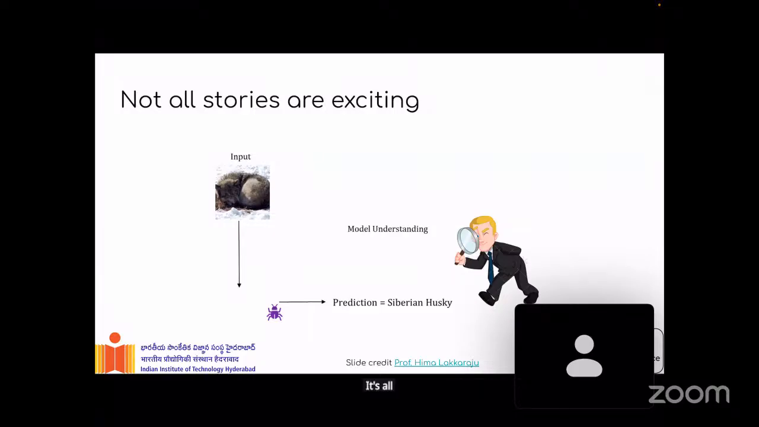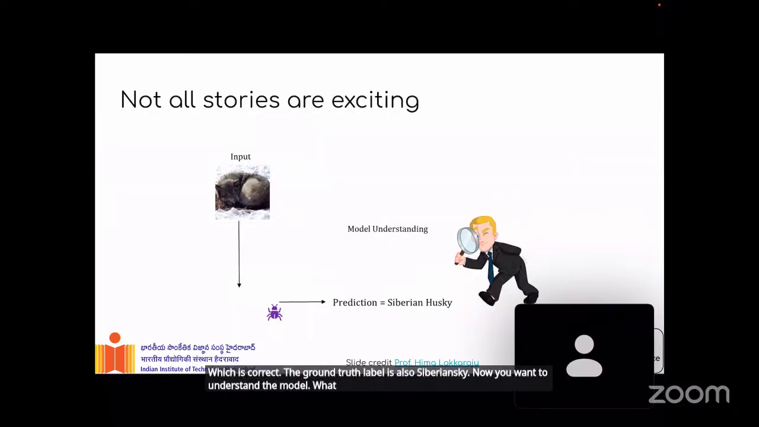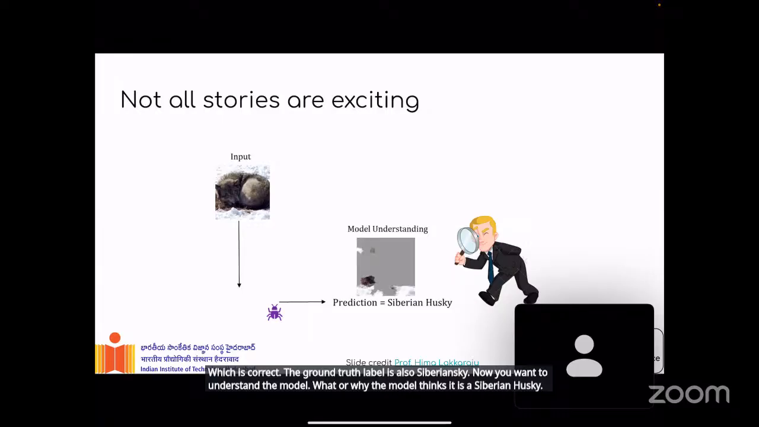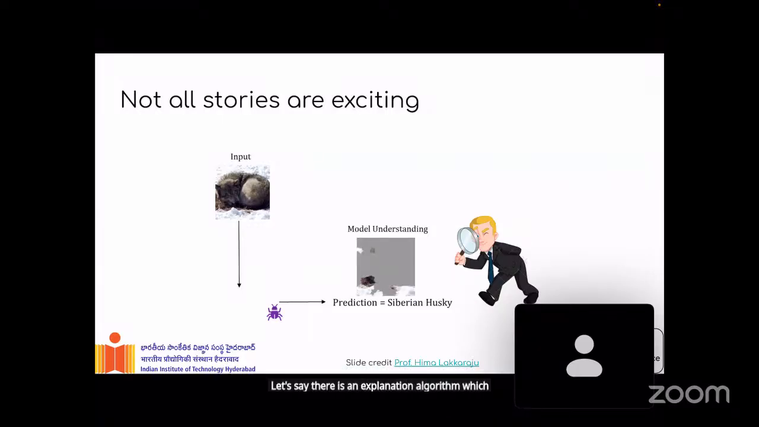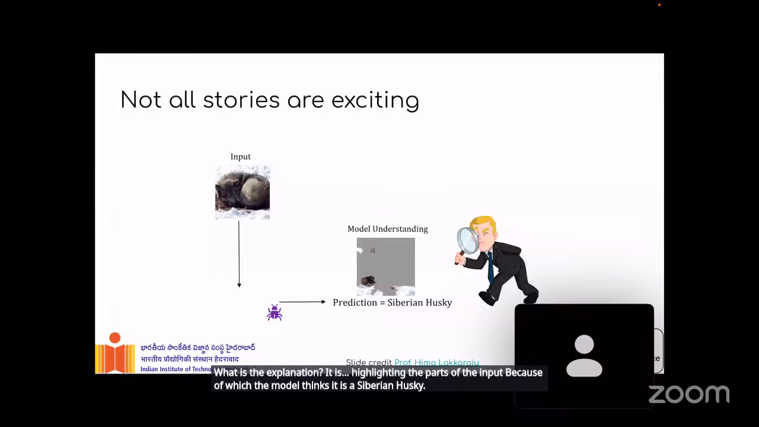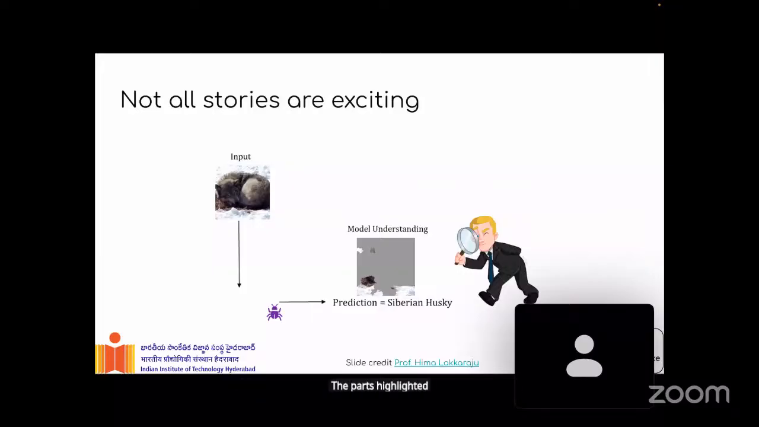It's all good. But now you want to understand how well the model is performing. You take the model, give it this input, and it predicts a Siberian Husky, which is correct. The ground truth label is also Siberian Husky. Now you want to understand the model. Why does the model think it is a Siberian Husky? Let's say there is an explanation algorithm which provides this as an explanation. It highlights the parts of the input because of which the model thinks it is a Siberian Husky. Now, my question to you is, look at the explanation, which is the parts highlighted in the input as the reason for the prediction.